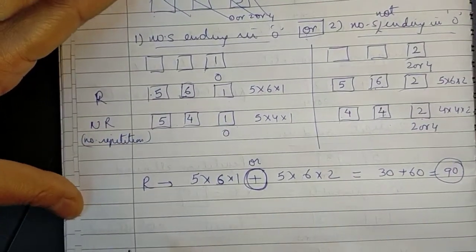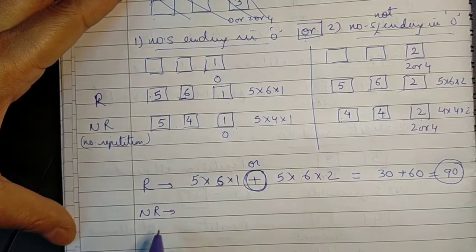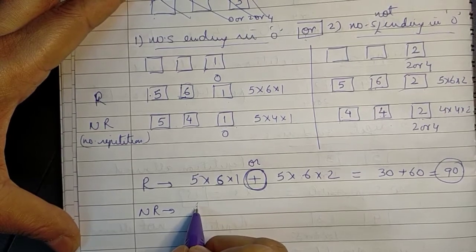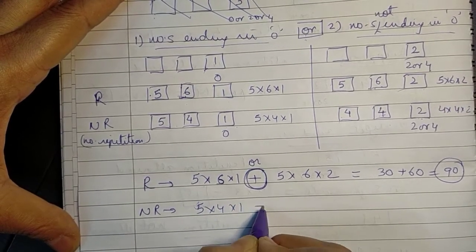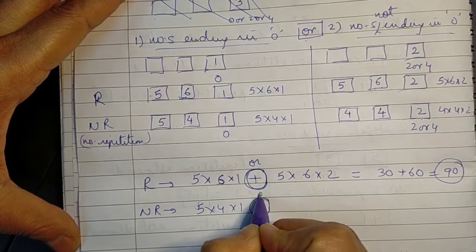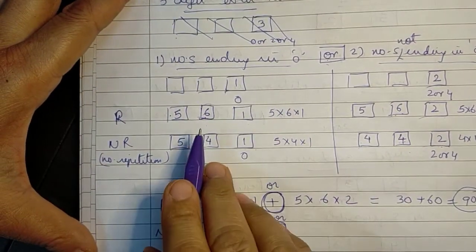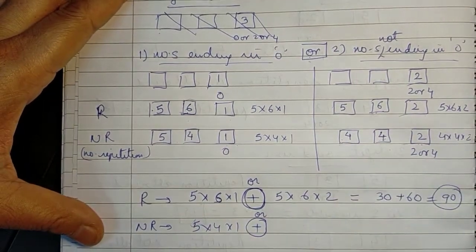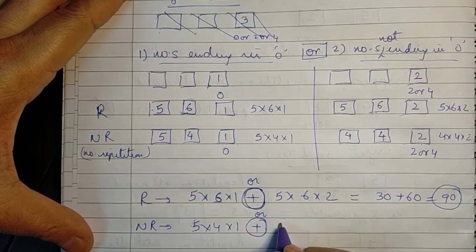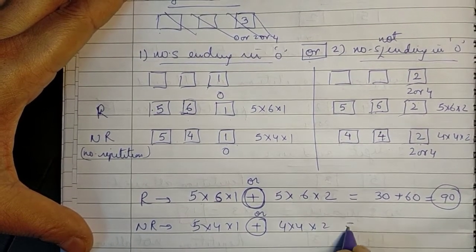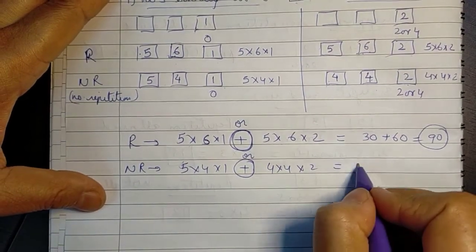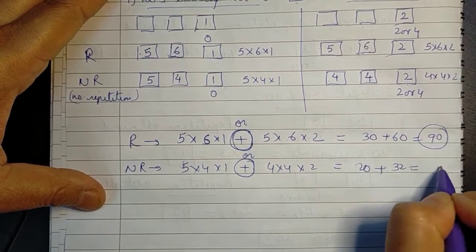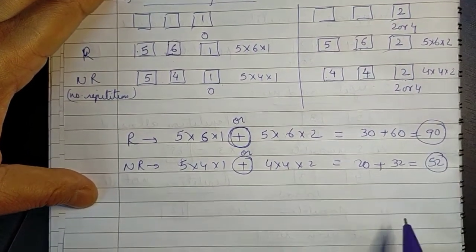So the total number of possible cases when no repetition is there is 5 into 4 into 1 plus, again a plus because of or. You could have a case when numbers are ending in 0, or a case when numbers are not ending in 0. That is 4 into 4 into 2, which amounts to 20 plus 16 into 2 is 32, which is 52 is the answer.